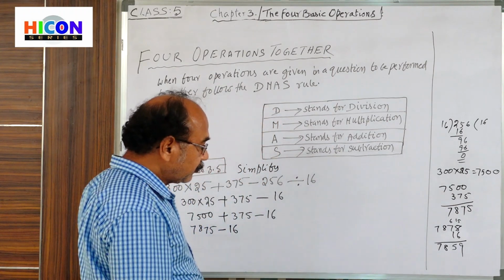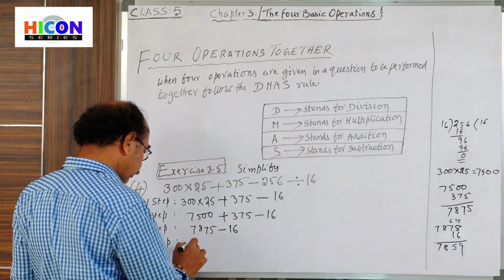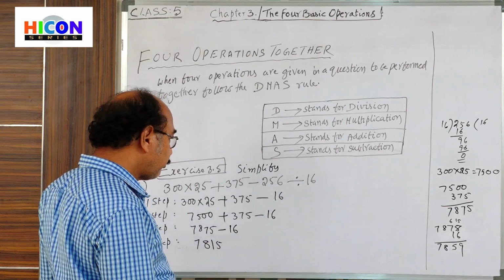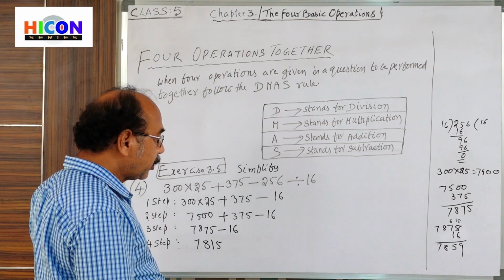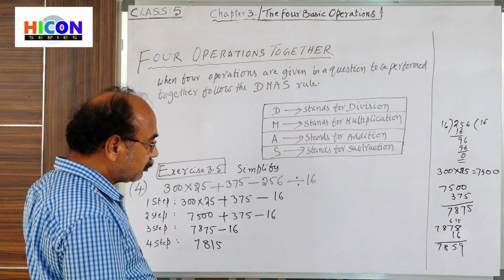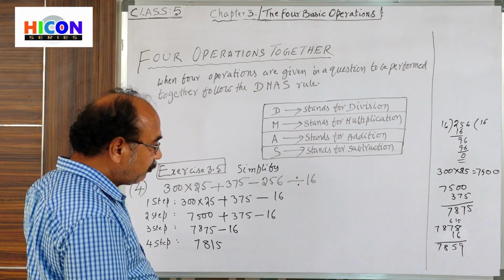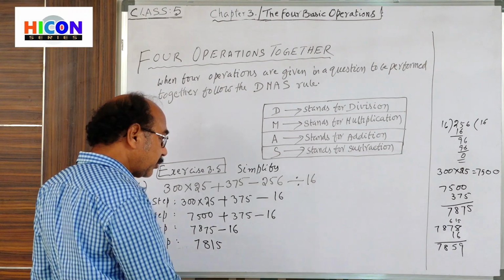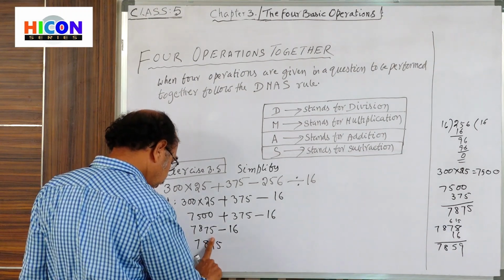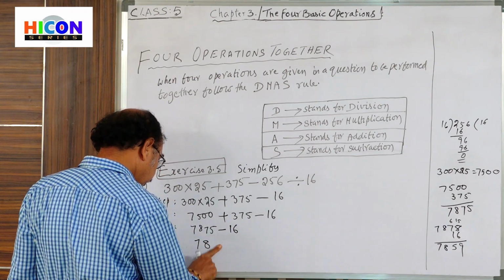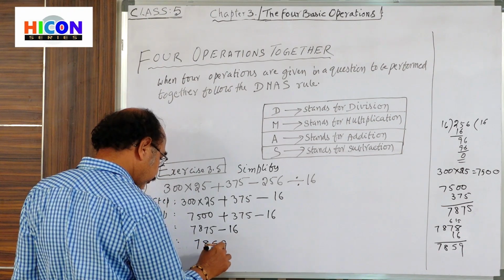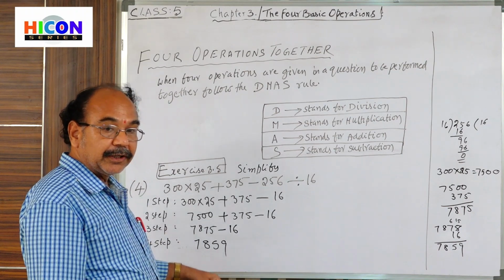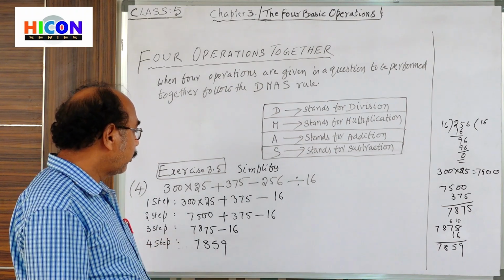So 7,875 minus 16 is equal to 7,859. Okay. 7,859. So this is the final result of this problem.